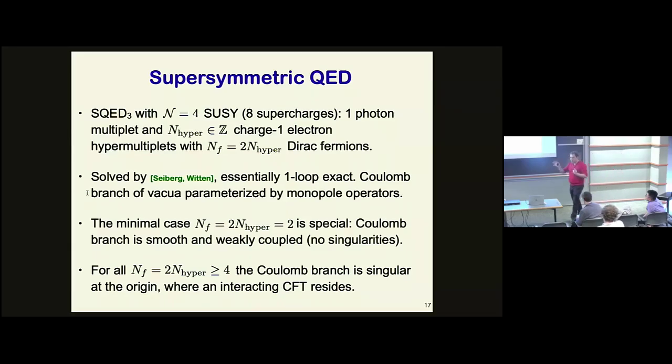And there's a Coulomb branch of vacua. There's an exactly flat direction of vacua that's parametrized by monopole operators. So somewhat similar to what I was talking about.